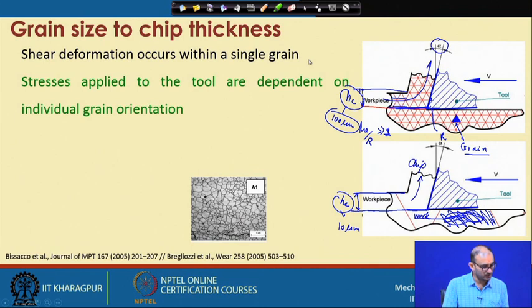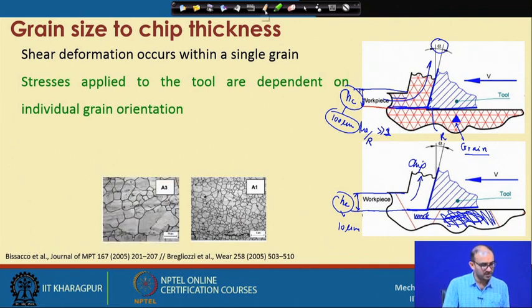So now say these are two different examples. Here this is the small grain size, and here it is a comparatively large grain size.